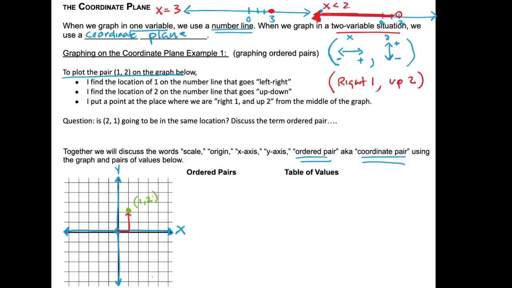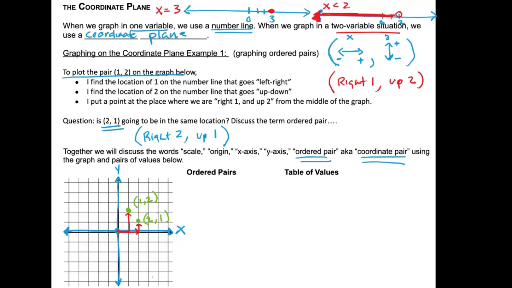So now here's a good question. Is the point 2, 1 going to be in the same location? Well, let's see. Let's use our directions, and I'm going to write this out in words here. What is this asking us to do? So if the first number is 2, that means go right 2. And the second number is 1, means go up 1. So I'm going to start at the origin, and I'm going to go right 2. And I'm going to go up 1, and then I'm going to place a point there. And so this is the point 2, 1. So you can see they're not in the same location.